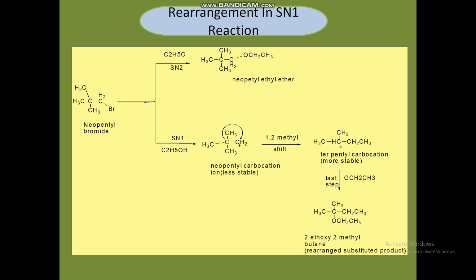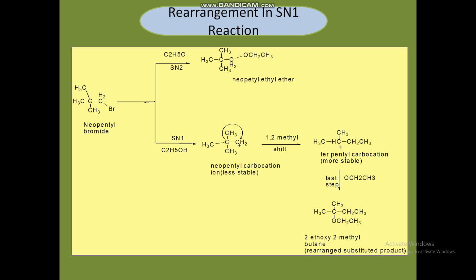It could be SN1 or SN2. In SN1 only, we get 2-ethoxy-2-methylbutane. In SN2, we get neopentyl ethyl ether only. So it is suitable for the SN1 reaction when we are boiling with ethanol, where the neopentyl carbocation is a less stable compound.